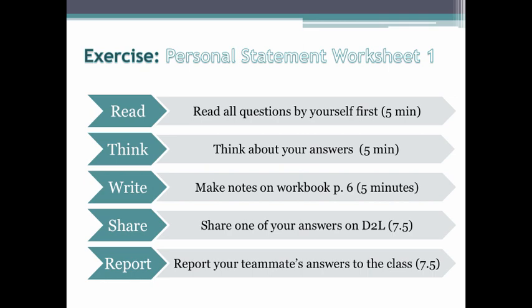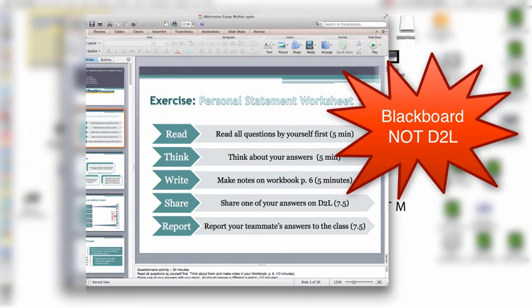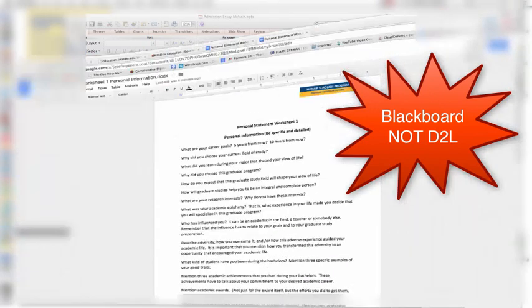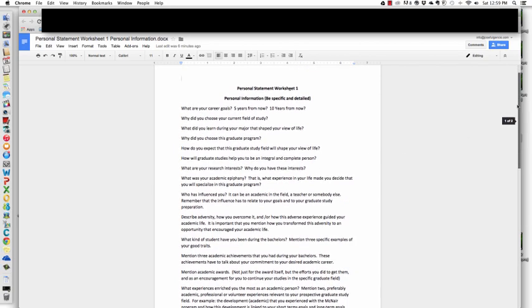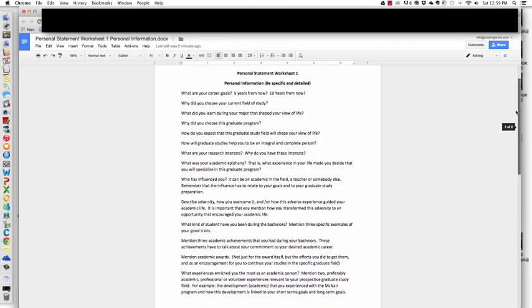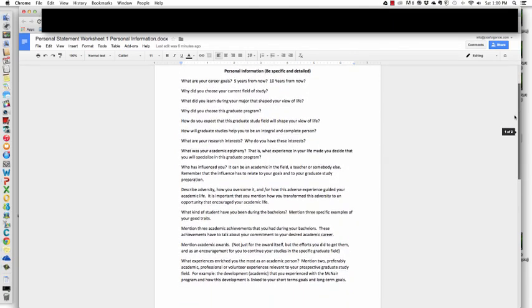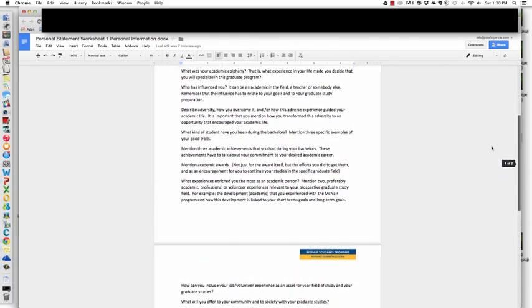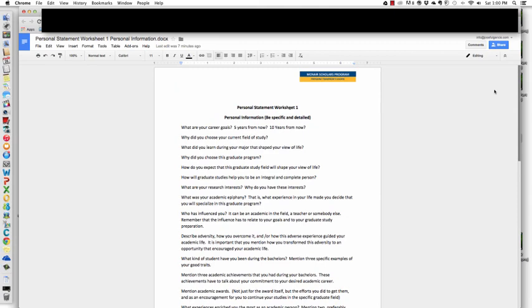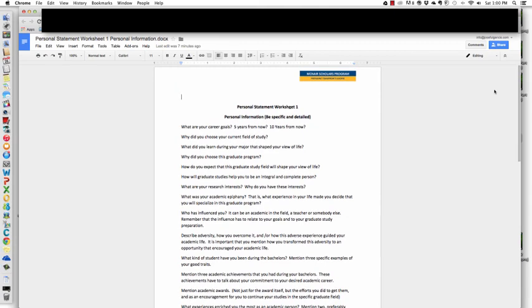So you want to take a moment to work on this worksheet. The worksheet we're talking about, of course, you're going to find on D2L. And just to show you which one it is, it's this personal statement worksheet 1. So we want you to be as specific as possible in detail in answering these questions, okay? And take your time with this. Don't get overly frustrated, but this is just something to help you start writing your personal statement.